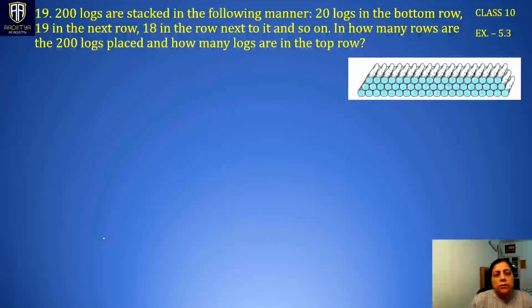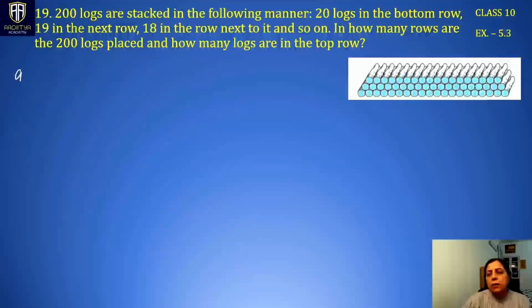Next question is, 200 logs are stacked in the following manner. 20 logs in the bottom row, you can see this, 19 in the next row, 18 in the next row, and so on. Now in how many rows are 200 logs placed and how many logs are in the top row?